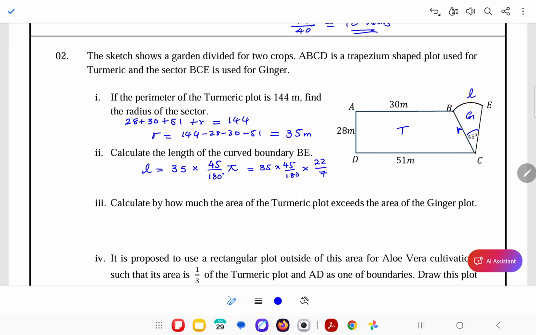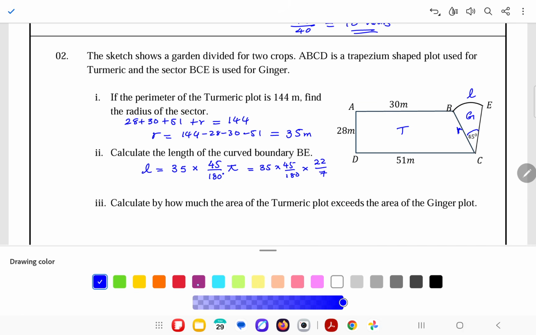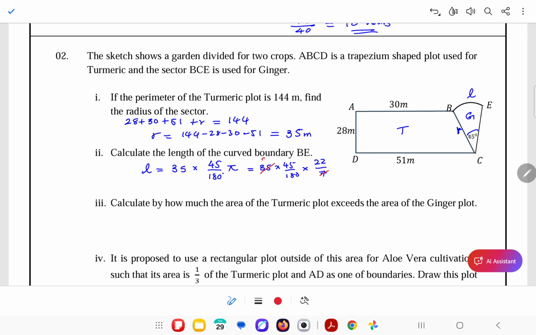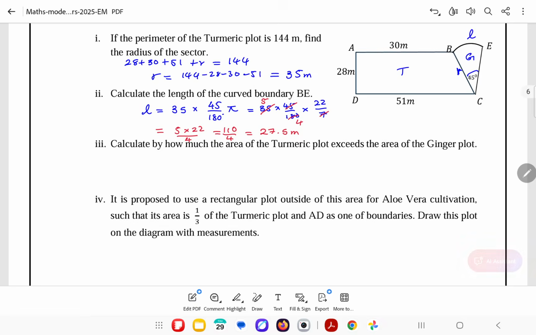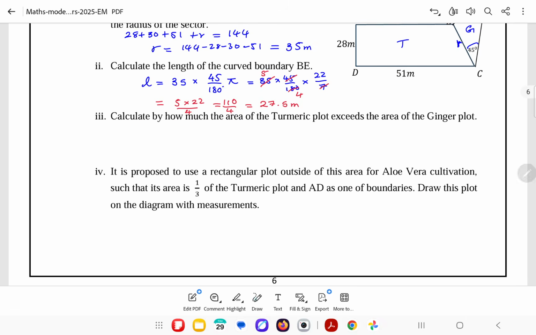Now simplify. This and this cancel, you get 5. This and this cancel, you get 4. So 5 into 22 divided by 4. 110 divided by 4, right? So that is 27.5 meters. Right.